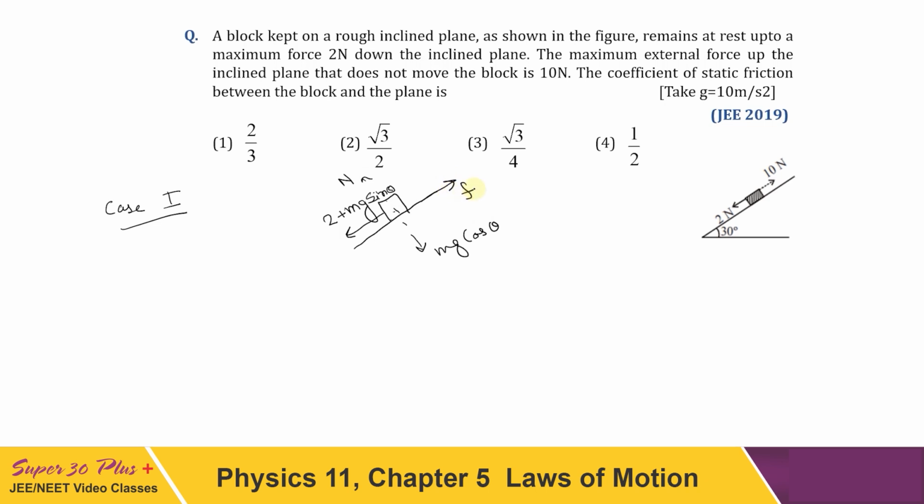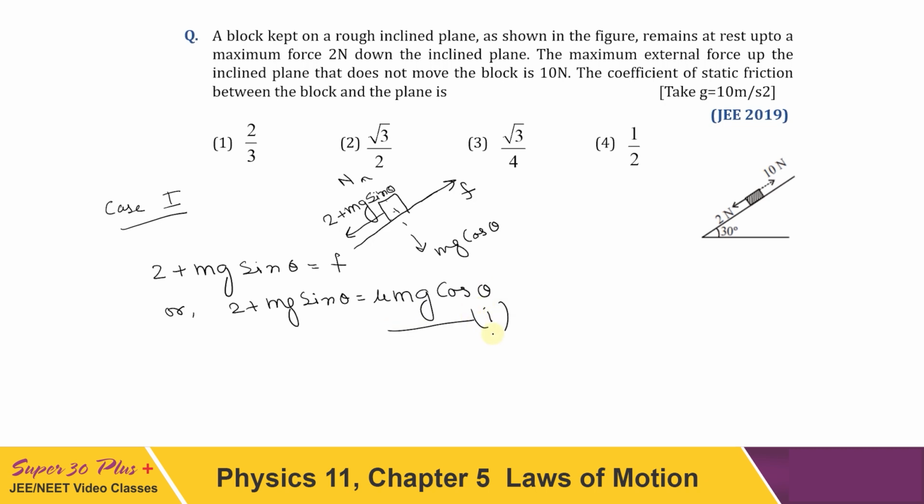And since it is in equilibrium, we can write 2 plus mg sin theta is equal to F, or 2 plus mg sin theta is equal to mu N, where N is equal to mg cos theta. So directly I can write this as mu mg cos theta. So this is our equation number 1.